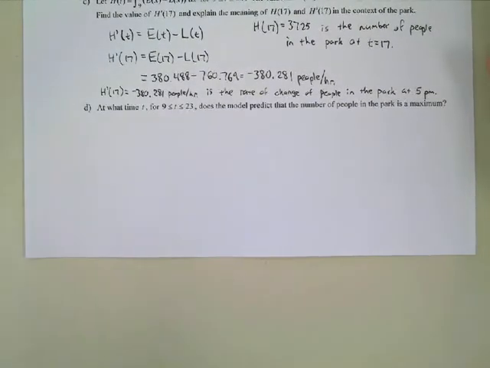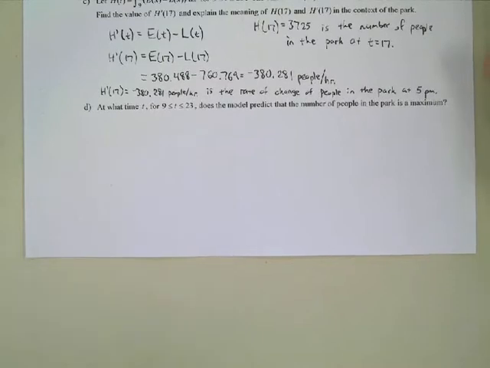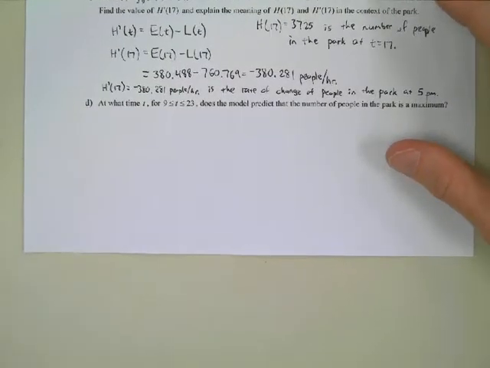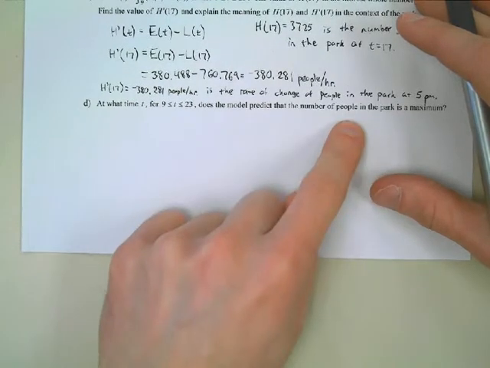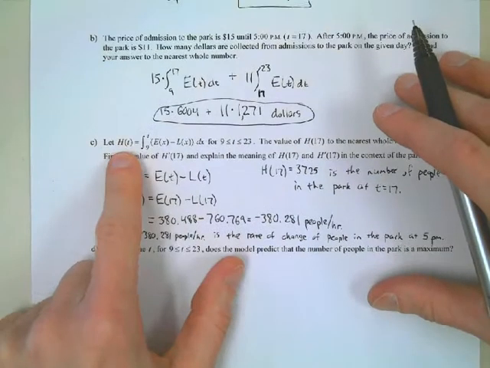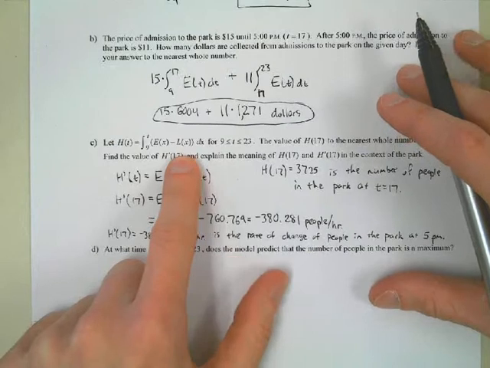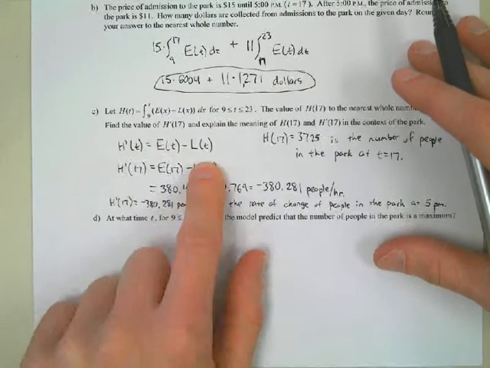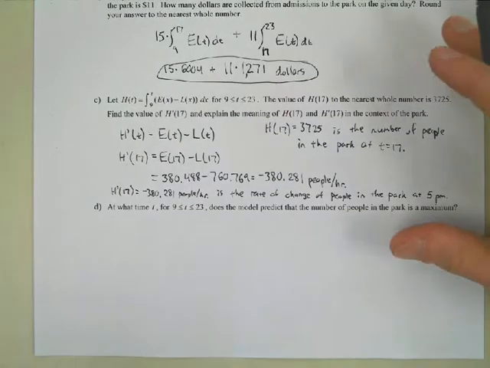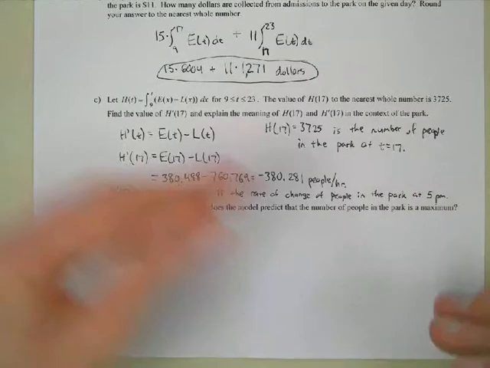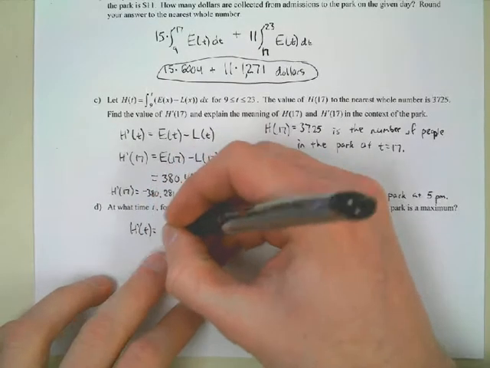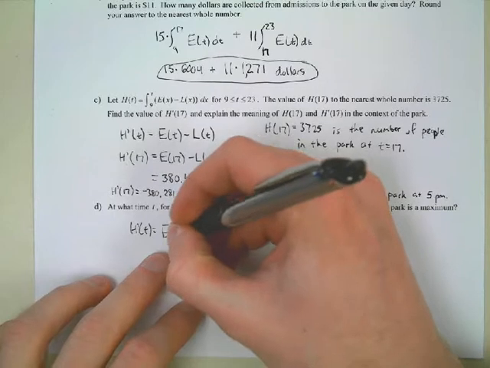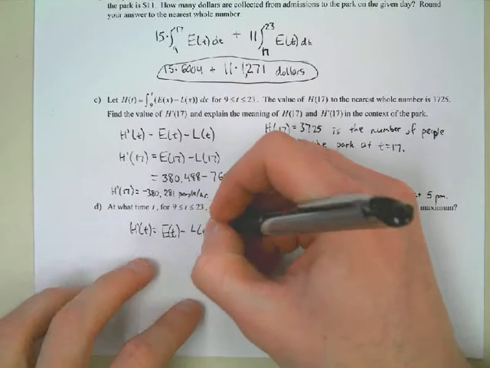You already have it. We want to find the maximum number of people in the park. We have a function that describes the number of people in the park. It's h, so we want to take the derivative of it. We have the derivative right there. This is also not uncommon to ask, but you already have some of the work done. We already know that h prime of t is equal to e of t minus L of t. So the derivative is already taken for us.